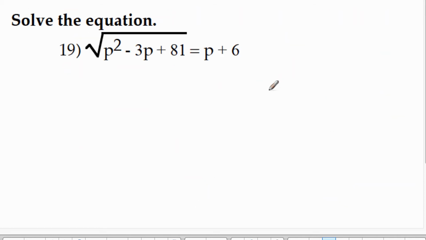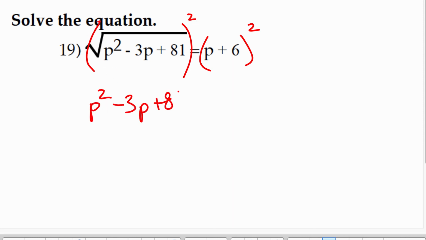Okay, number 19, solving a radical equation. You need to isolate the radical. Once the radical is isolated like it is here, I can use the property of squares. So I can square that side, but if I square that side, I have to square this side. Squaring a square root, they cancel, so I'd be left with p squared minus 3p plus 81.